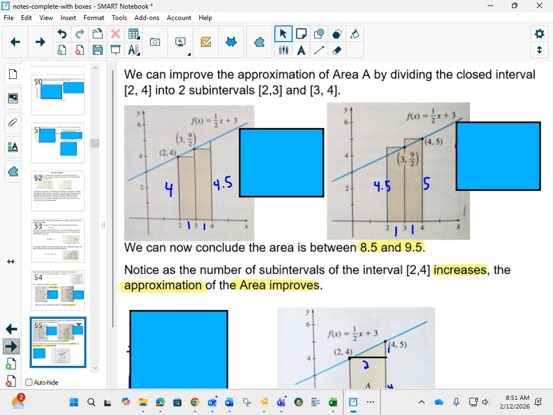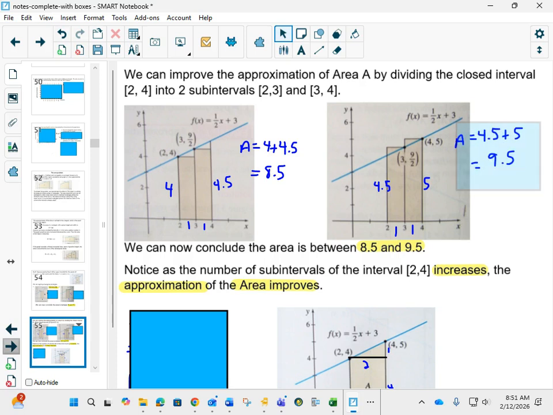If we took 2 points and did 2 underestimates, we get 8.5. And this is a much better underestimate than 8. And if we did 2 points and did the bigger rectangles, we get an overestimate of 9.5. And now we know the area is somewhere between 8.5 and 9.5. And even though we could figure it out perfectly to be 9, and we know that that's the answer, we could keep going with this and do more and more and more.